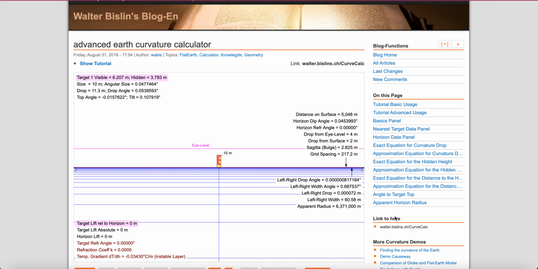What we have here is Walter Bislin's Advanced Earth Curve Calculator. I don't know how you can have an advanced one because the maths are the maths, Walter. You know, 8 inches per mile squared drop, or the graphic maths. That's what they are. And this is the problem.